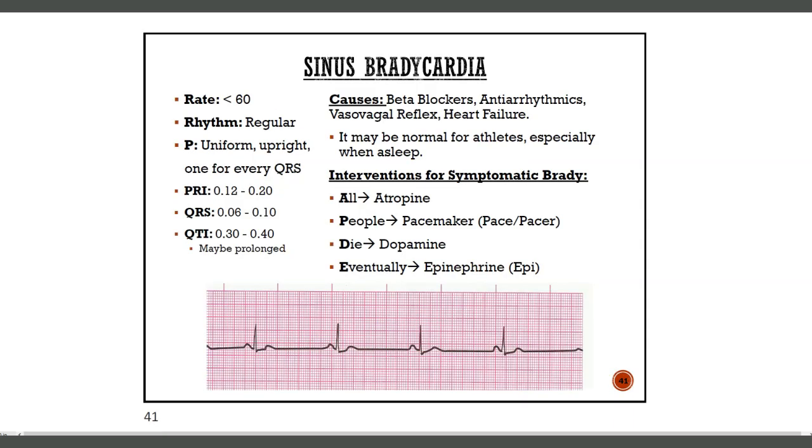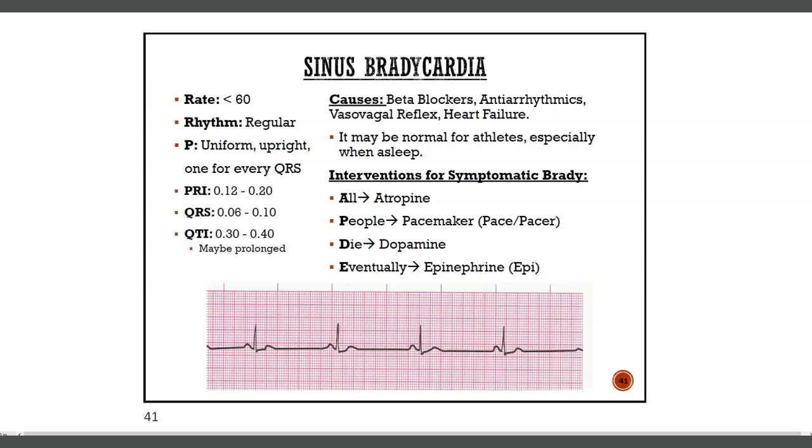Sinus bradycardia, on the other hand, is an abnormal rhythm. The rate for sinus bradycardia would be less than 60. Rhythm will be regular. The P wave should be uniform, upright, and there should be one for every QRS. The PRI should be 0.12 to 0.20, the QRS is 0.06 to 0.10, and the QTI would be 0.30 to 0.40. That said, the slower the heart rate, the longer the QTI. So you may see prolonged QTI because of sinus bradycardia.